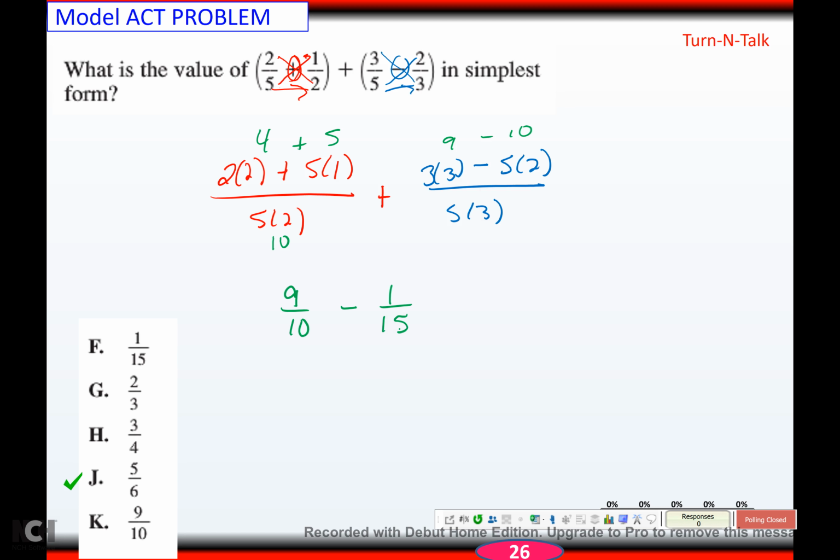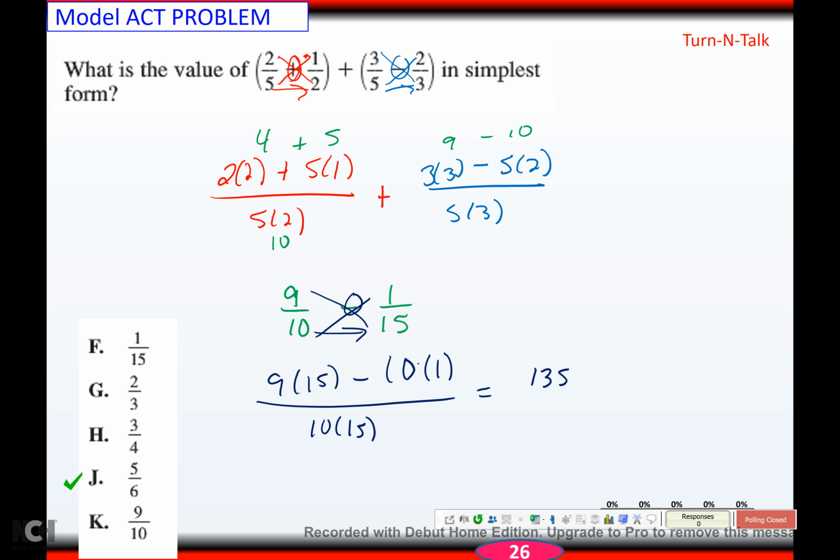And now I have to do it again because these two guys don't have a common denominator. So I'm going to criss, which would be 9 times 15. Copy the sign. Cross would be 10 times 1. Over straight across would be 10 times 15. Well, 9 times 15, that'd be 135. 10 times 1 would be minus 10. 10 times 15 is 150. Subtract on top, that's 125 over 150. And if you math enter that, reduce it down, it reduces down to 5/6.